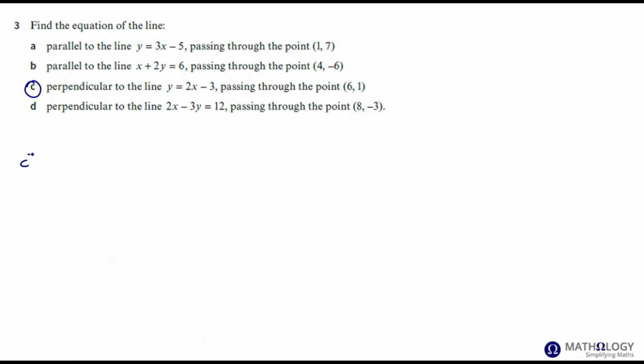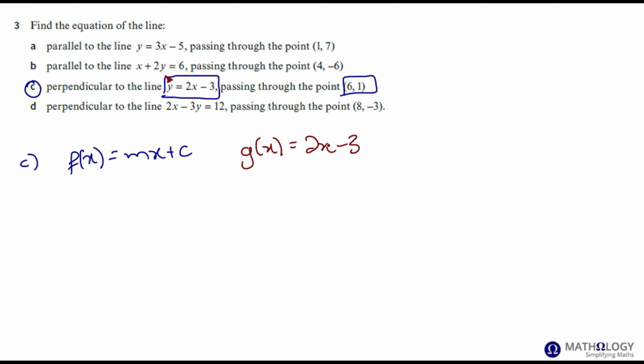Okay, C, we're looking for a line perpendicular to the line y equals 2x minus 3 passing through the point (6, 1). Again, we're going to call f of x the line we're looking to find the equation for, so f of x equals mx plus c. G of x, we're going to call this line here, g of x equals 2x minus 3.